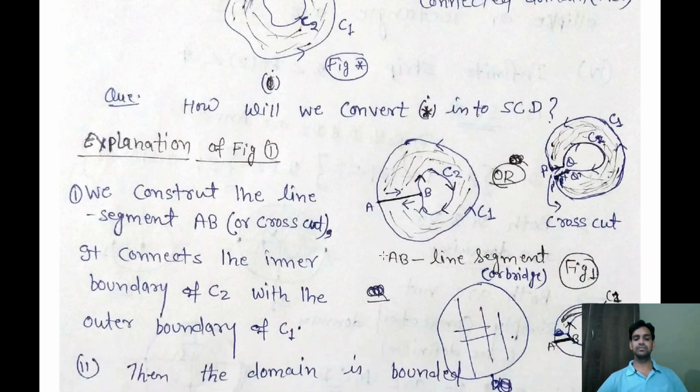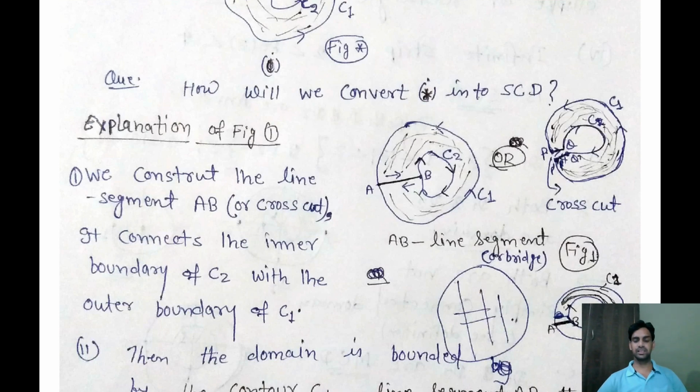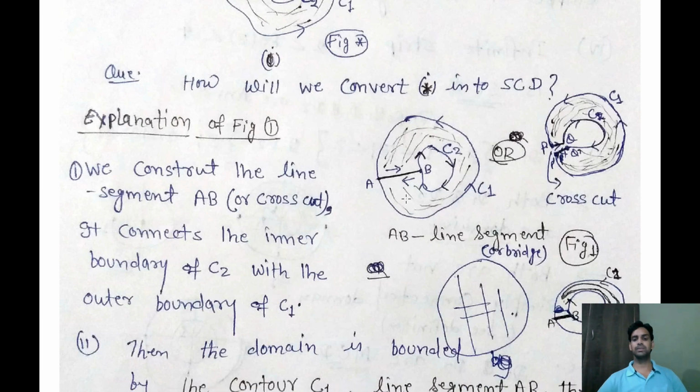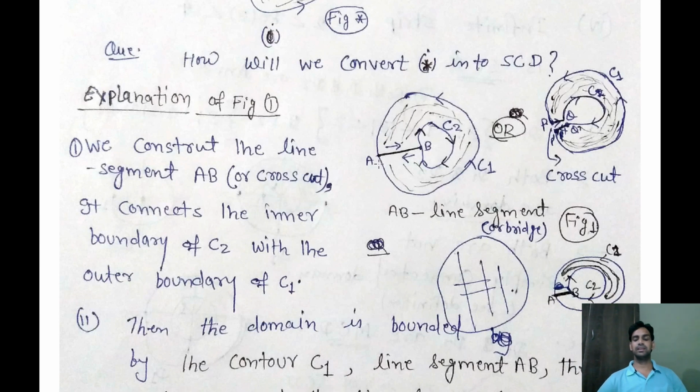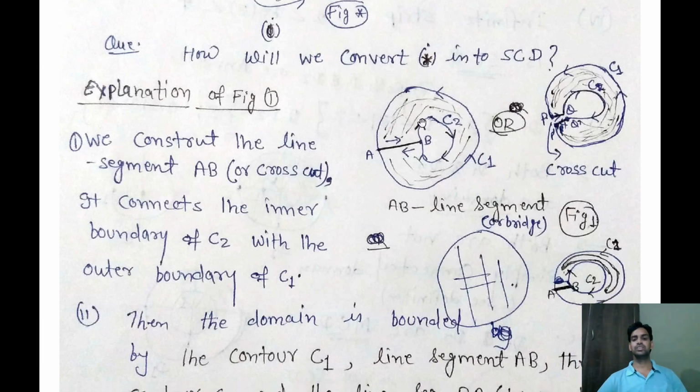Now see this. Now this is the curve. It is going anti-clockwise. Then it goes this way, then after that it goes this way, then coming this way and this, and then it goes outside of this. So this domain is bounded by contour C1 and the line segment AB, which is going this side. Then after that, it is bounded by contour C2, this, and then it is bounded by line segment BA.